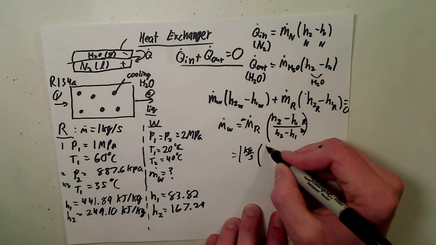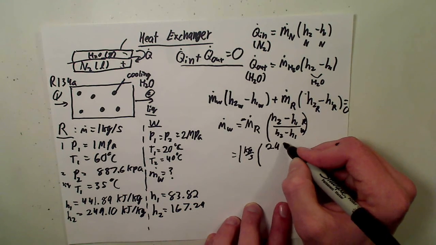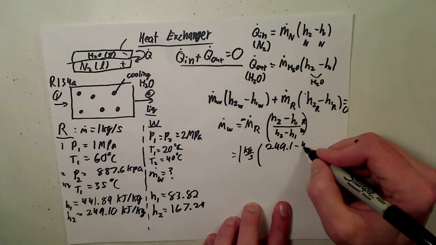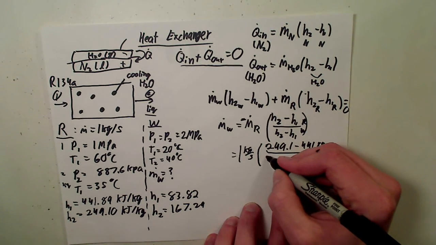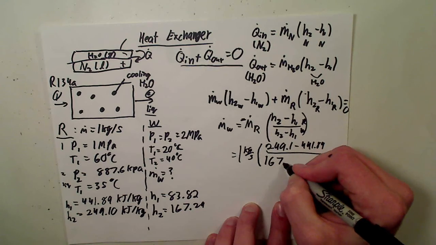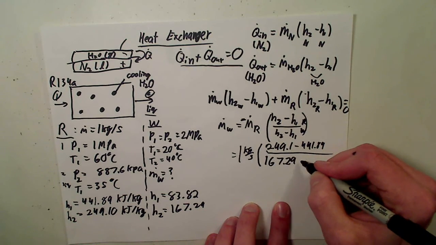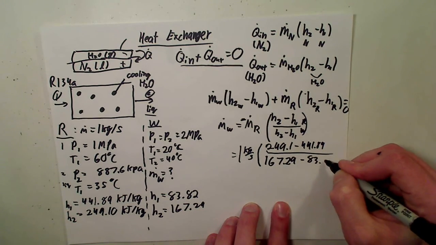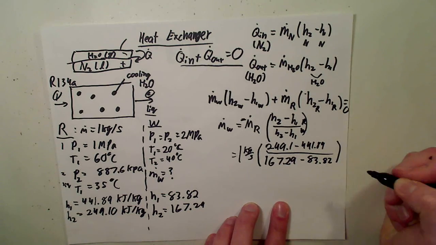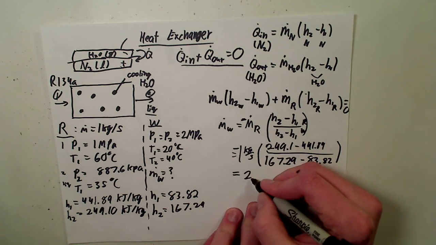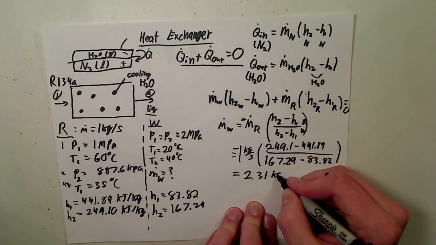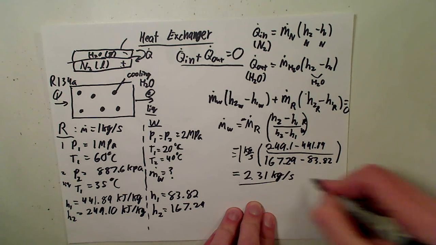Going to equal 249.1 minus 441.89 all over 167.29 minus 83.82. Negative sign, which equals 2.31 kilograms a second.